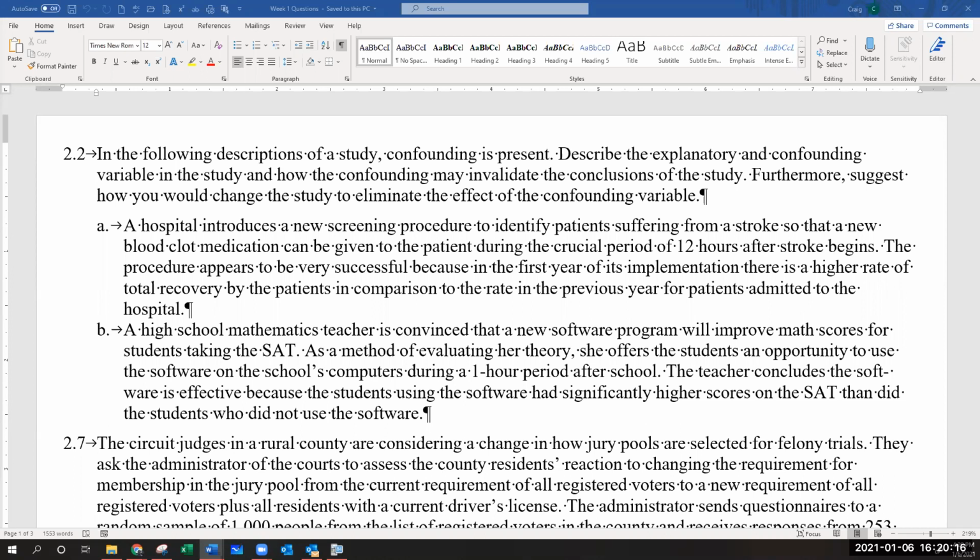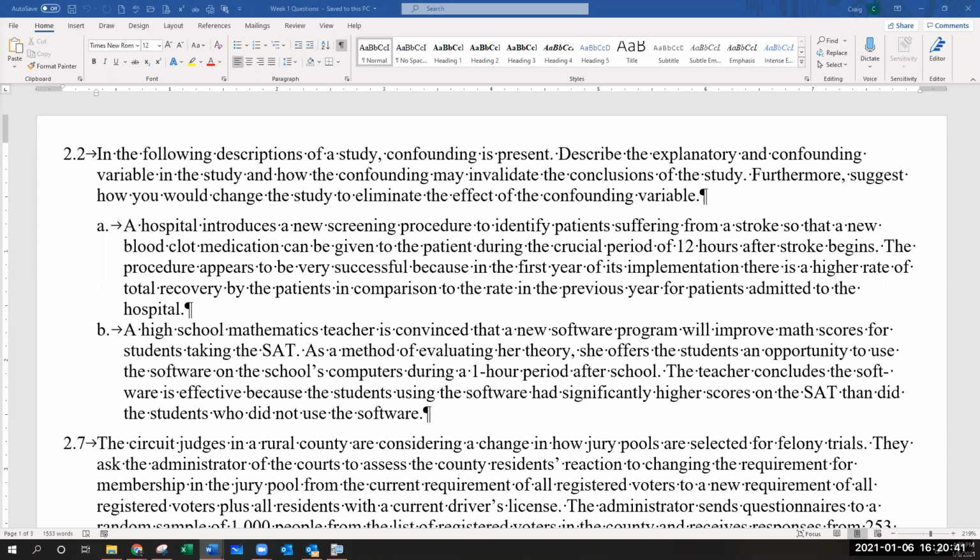I think it makes a lot more sense when we look at the second one, right? I think we can all agree what the explanatory variable in the second one is. What is it? The software to improve math scores. Yes, very good, Danielle. Because that's the only difference, right? Some students used the software, some students didn't.